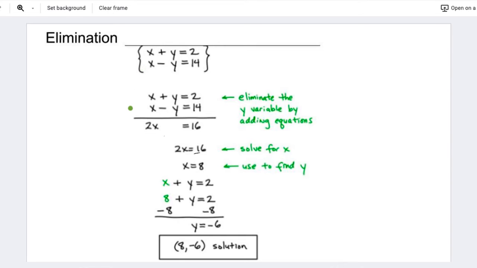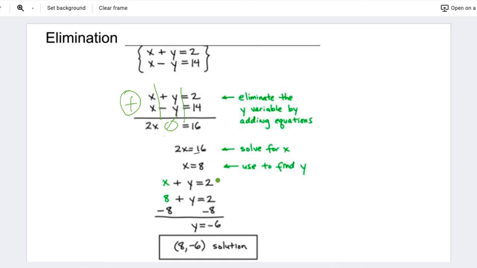So in this case, we're going to add them together. We're going to line them up vertically. Because when we do x plus x, we get 2x. But when 1y plus negative 1y, that's 0. So the y has been eliminated, and now it's just 2x equals 16. Just divide by 2, x is 8.